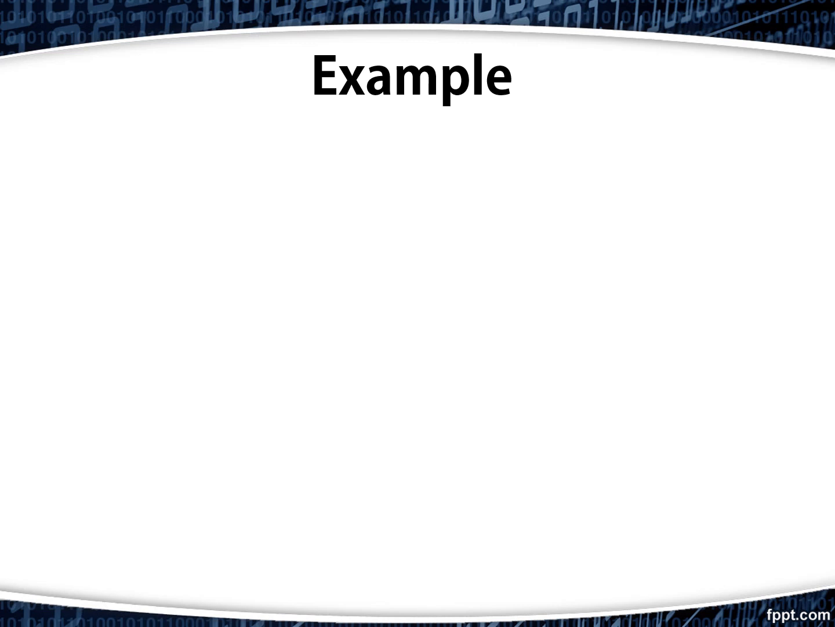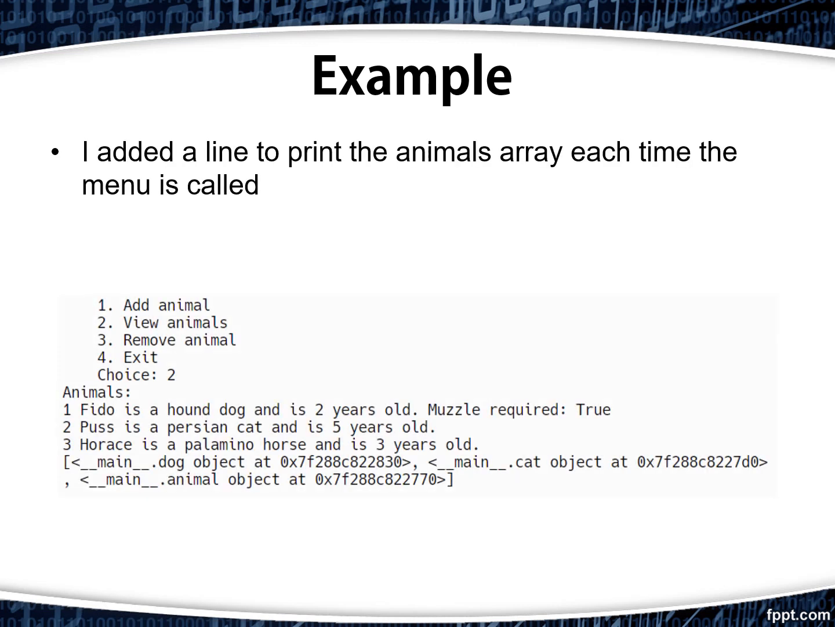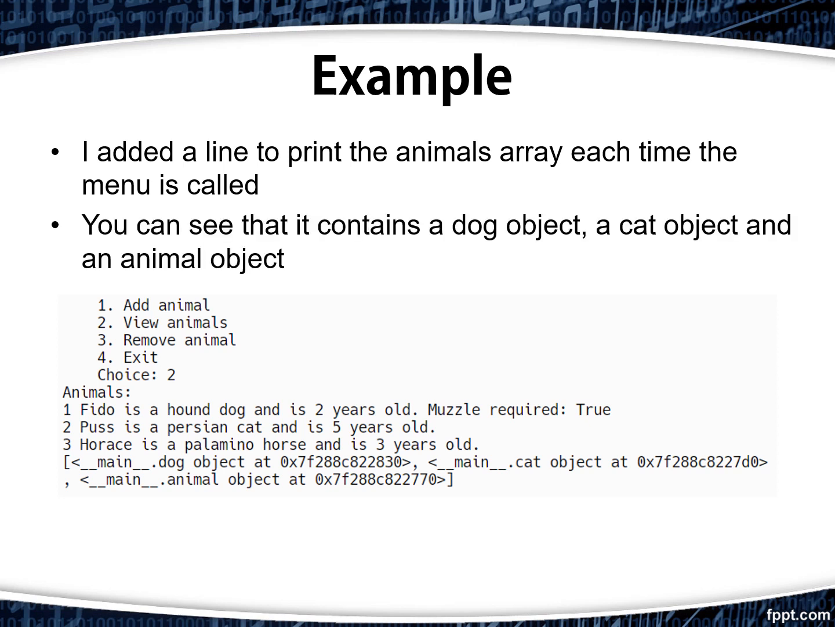In order to prove this worked, I added a line to print the animals array each time the menu is called. You can see that our array contains a dog object, a cat object, and an animal object. You can also see that we've used the viewAnimals method, and it's had no problem printing out the details of each of our objects. That's because they all have a string method. The dog used its own personal string method because it overrides the one in the animal class. Both of the other objects used the string method from the animal class.